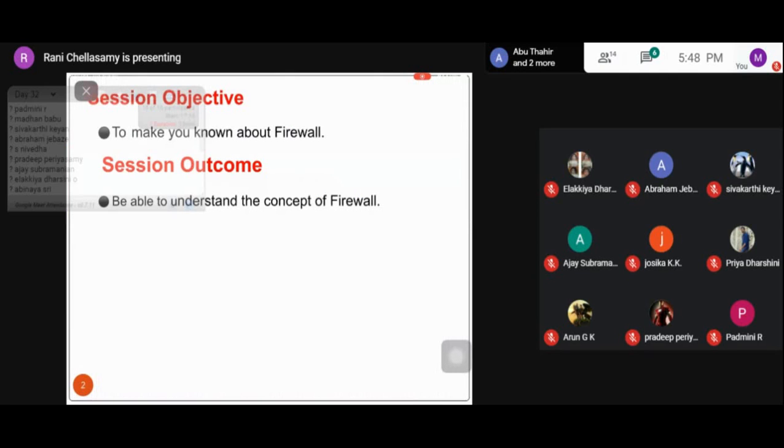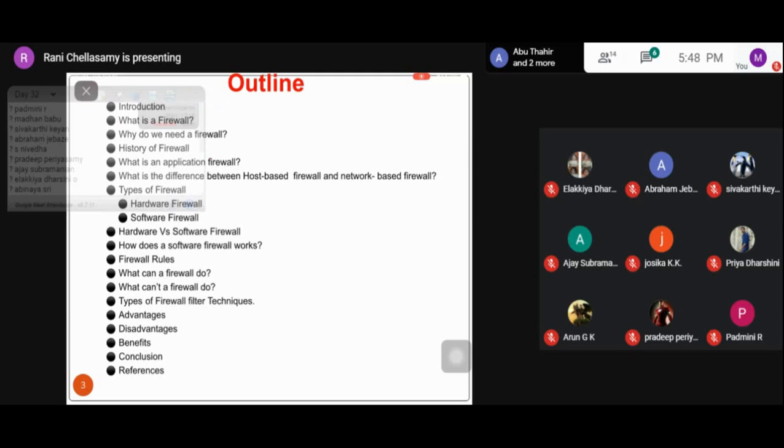Okay, so the main objective of today's session is to make you known about firewall. Okay, and the outcome of today's session is the students will be able to understand the concept of firewall. Okay, and these are the outlines of today's session.